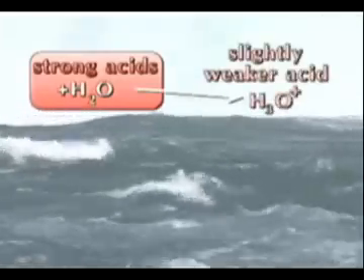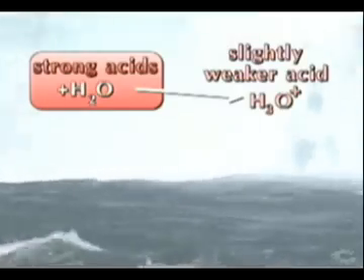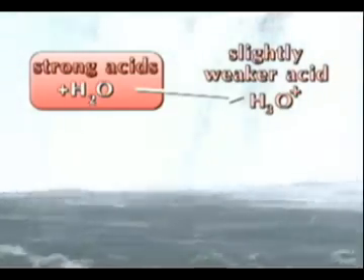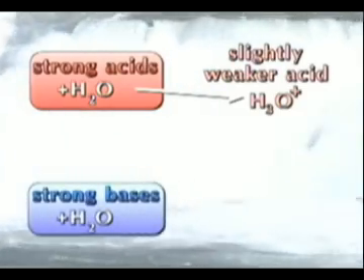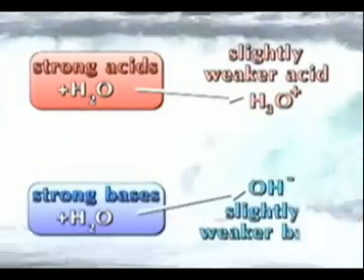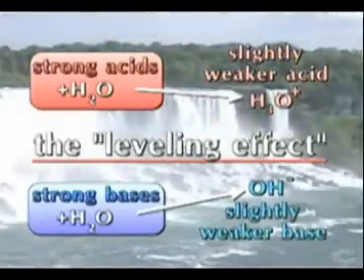Water has the tendency to equalize the strength of all strong acids and strong bases. When strong acids are dissolved in water, they lose their H+ ion to the water, and H3O+ is formed, which is a weaker acid than the original. In the same way, when strong bases are dissolved in water, they gain H+ ions from the water, and thus become weaker. This is known as the leveling effect.